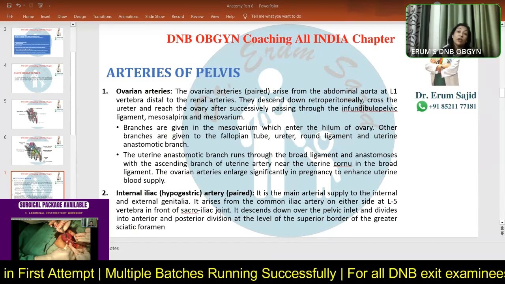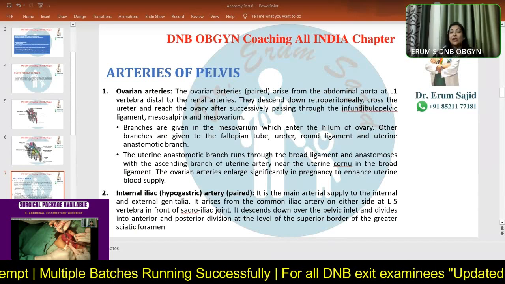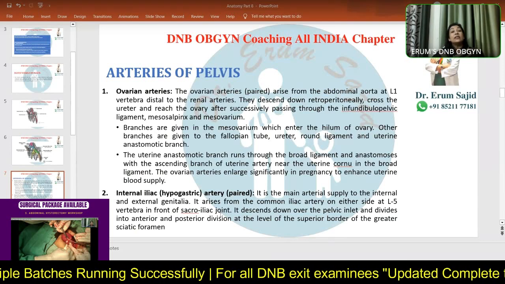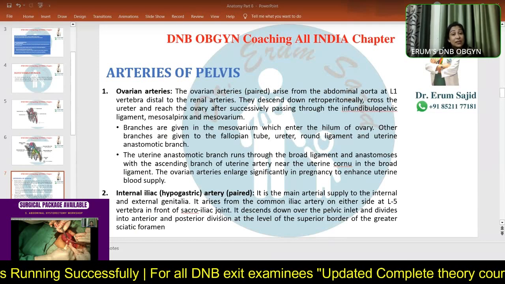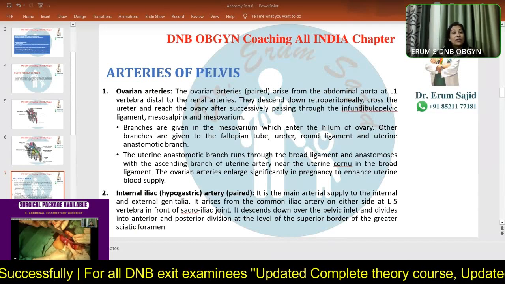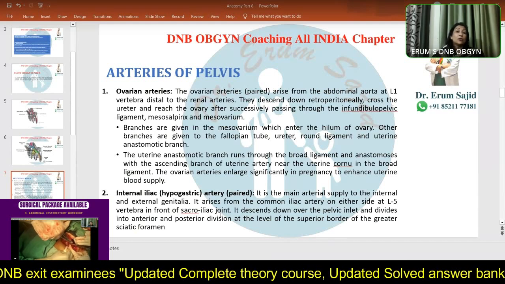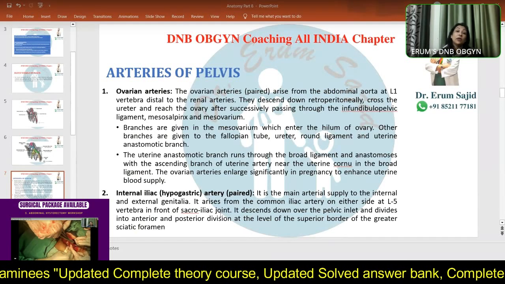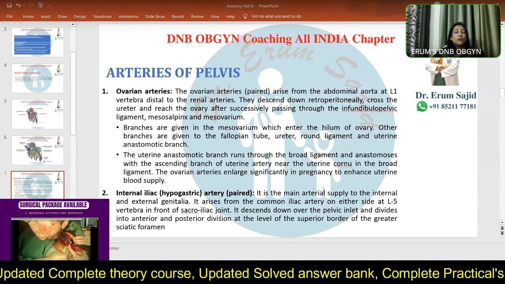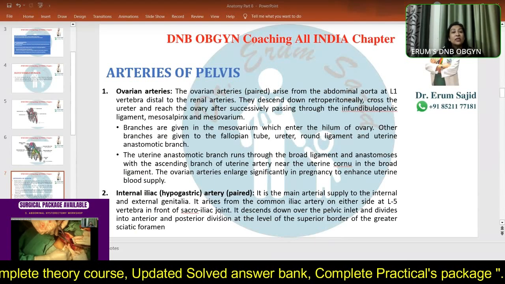Very important is the ovarian arteries. Last time also I'll tell you in every lecture, because that does not decrease the importance of the ovarian artery. It still remains the same. Ovarian arteries are very, very important arteries. Why? Because ovarian arteries are supposed to be the direct branches of the abdominal aorta. So a lot of respect has to be given to the ovarian arteries.